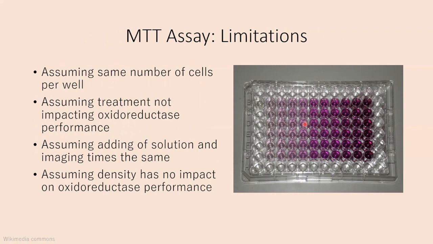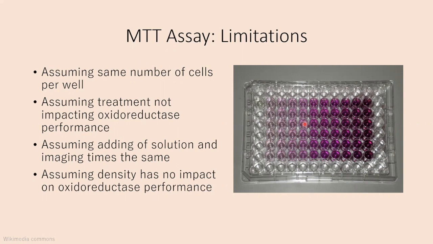You're assuming that you have seeded the same number of cells in each well, which you almost certainly didn't. You're also assuming that your treatment, whatever that is, is not impacting oxidoreductase performance in the cell. So you're assuming that the cells are able to have just as much reducing power under your treatment as they do not under your treatment. You're also assuming that you have added the DMSO and MTT reagent to each well at the same time. Now, you can mitigate this with good pipetting and a multi-channel pipette, but it's still not a reasonable assumption.